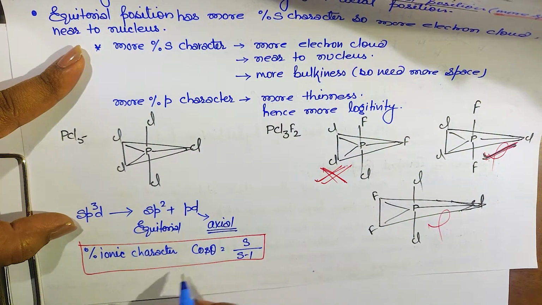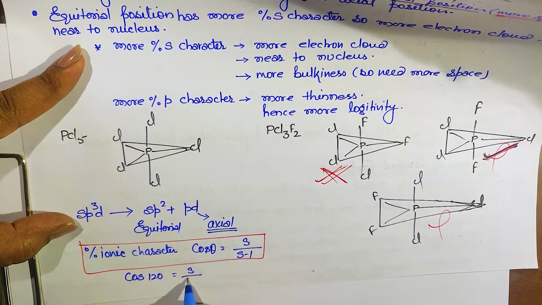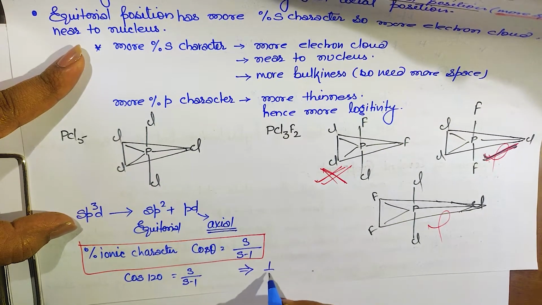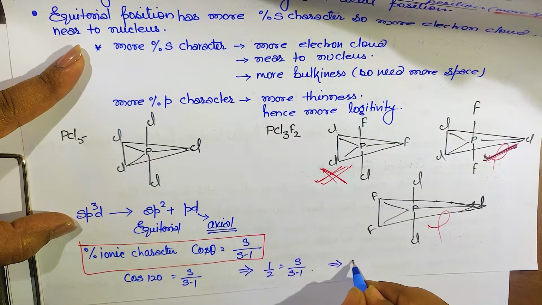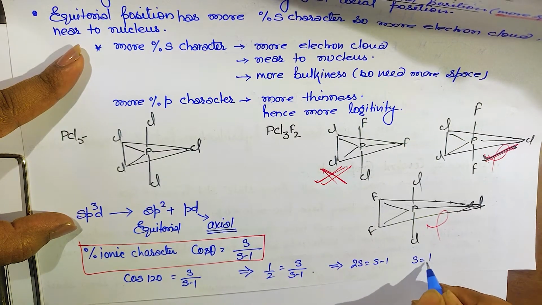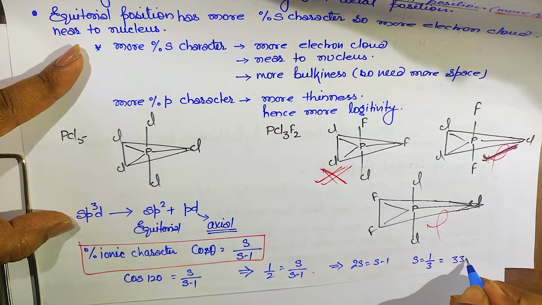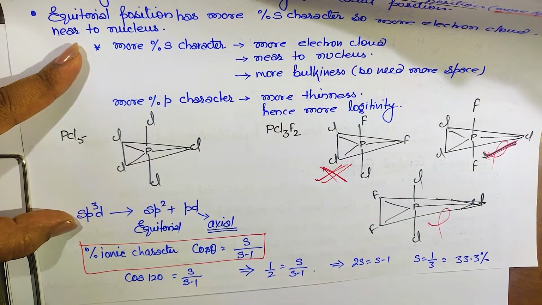All 120. So cos 120 is equal to S upon S minus 1. And cos 120, we know what it is: minus 1 by 2 is equal to S upon S minus 1. So 2S is equal to S minus 1. So S will be 1 by 3. That means if we talk about the percentage, it will be 33.33%, isn't it? And 33.3% किस में होता है?